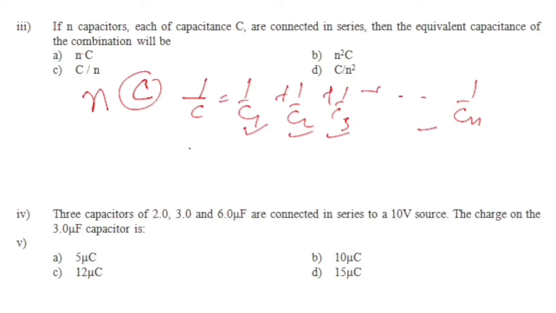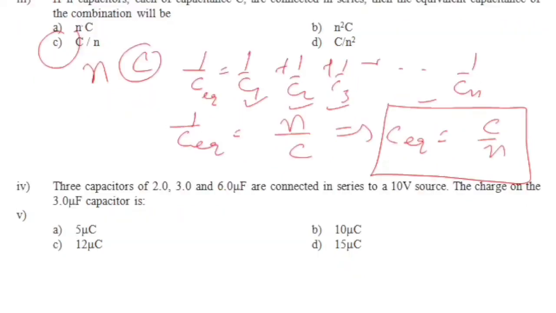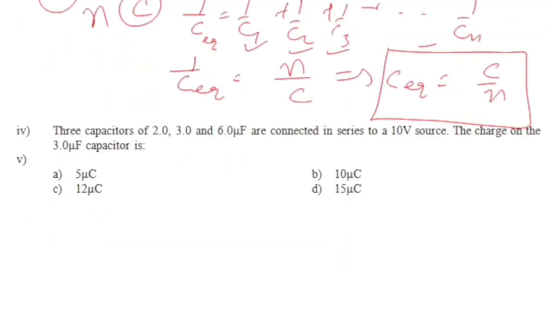It means 1 by C equivalent is equal to n by C. So C equivalent becomes how much? C equivalent equals C by n. You get this equivalent capacitance in case of series combination, right? So which option is correct? Yes, option C is correct, C by n, right?